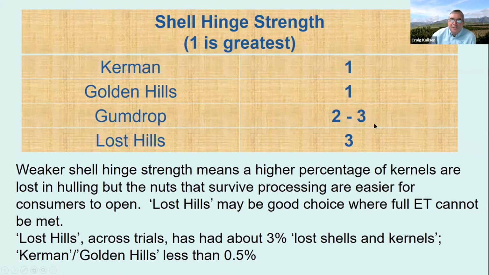And Lost Hills has a tendency for the nuts to fall apart more so than the other cultivars. And it's usually not terrible. In our trials, it averages about 3% lost shells and kernels. And usually you lose the kernels. You don't get paid for any kernels either because they get all chewed up. Kerman and Golden Hills has been less than 0.5%. So these have a tougher shell, less likely to fall apart. But personally, if I've got some to eat, I prefer Lost Hills because they're much easier to open. The ones that make it through the hull are okay.